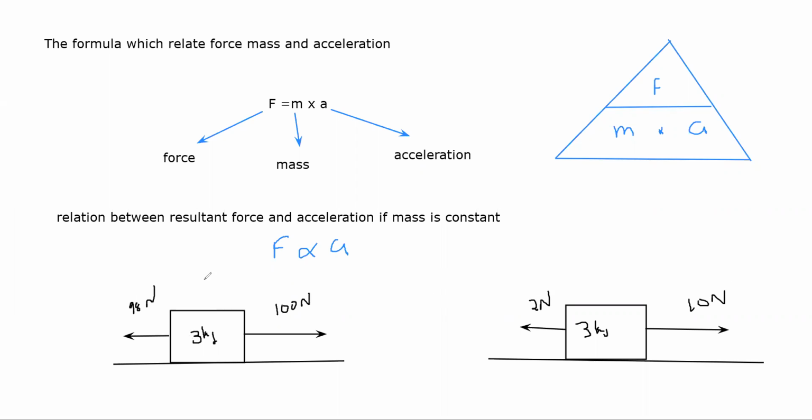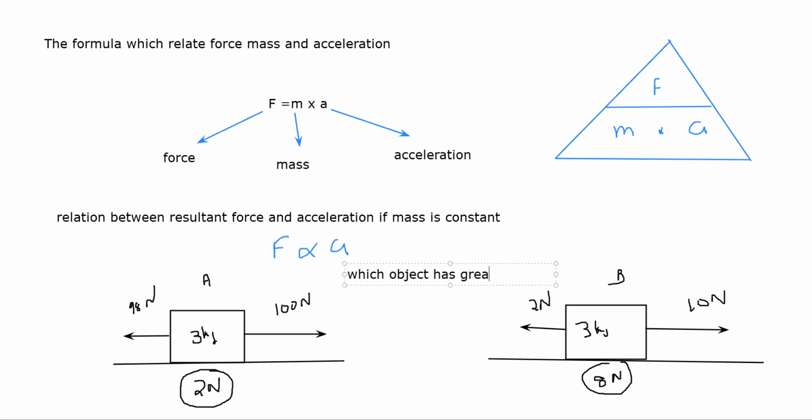What is the resultant force on object A? A force of 100 is towards right and force of 98 is towards left. What is the resultant force on this object A? 2. So the resultant force is 2 Newton on object A. What is the resultant force on object B? 10 Newton towards right and 2 Newton is towards left. 8 Newton.